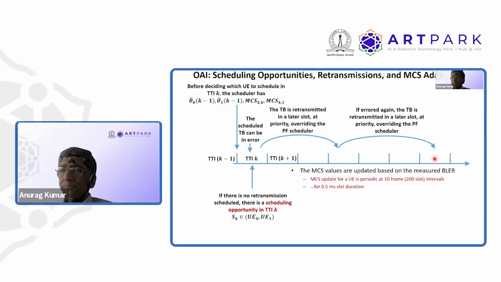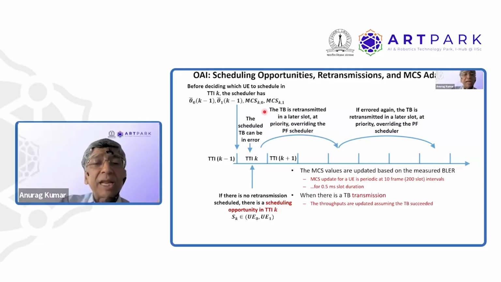Every 200 slots, over 200 slots, you measure the block error rate. If the block error rate exceeds a certain block error rate threshold, you decrease the MCS by one step. And if you are below the block error rate threshold, you increase the MCS. If you stay below, you keep the MCS the way it is. So there's some mechanism for updating the MCS, which runs in parallel.